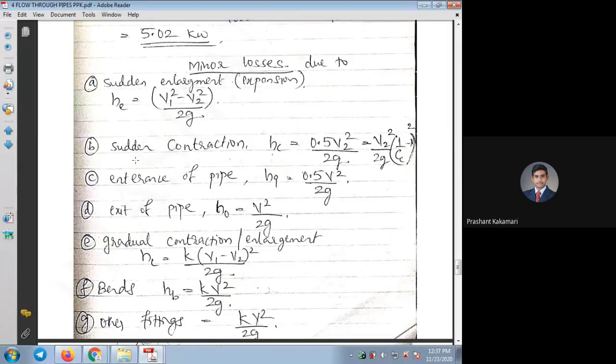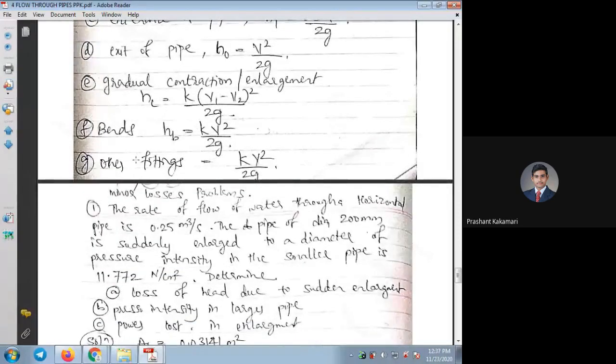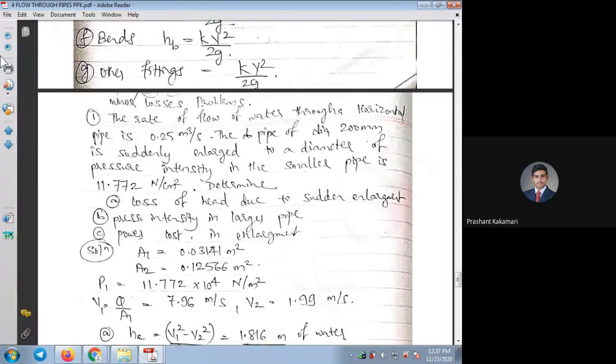So I hope that these equations are understood to everyone. Now we'll take some problems on minor loss as well as combined losses, and we'll try to finish off flow through pipe today. So first problem we can see here.